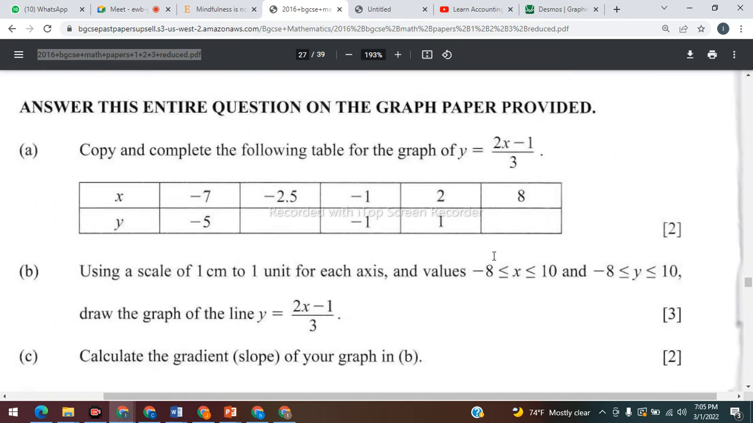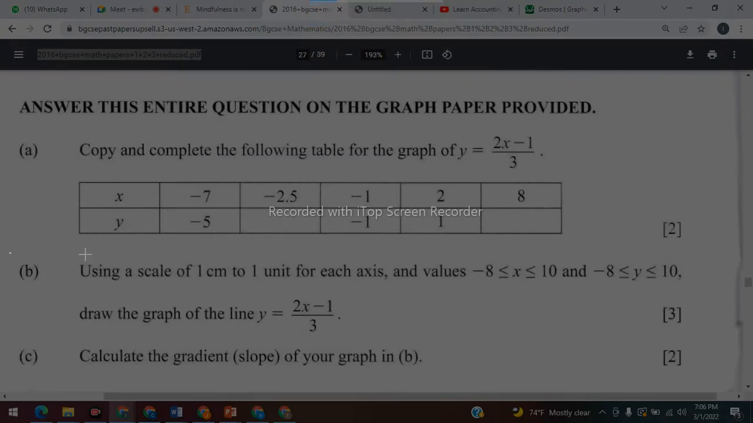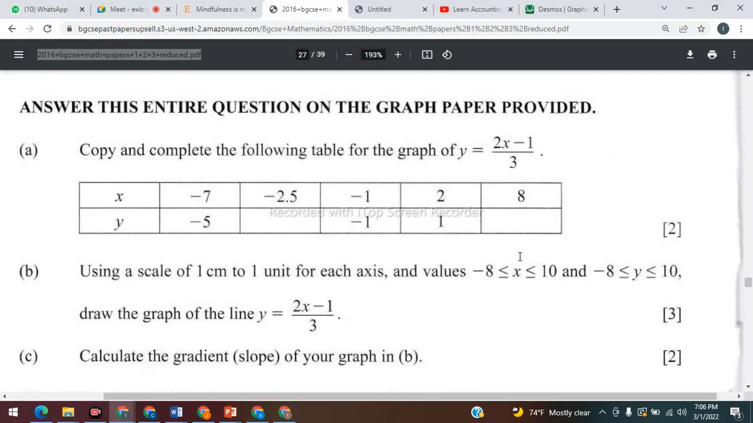The next one says, can anyone remember what this means? What is greater than or equal to? X is less than or equal to 10. That's the limit in which your grid, when you're plotting it, is how far up and how far out you could go. Okay, what's the lowest my x value could be?